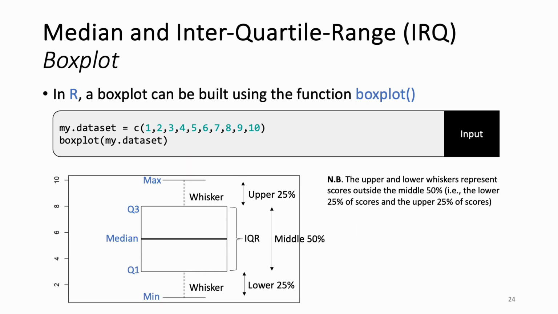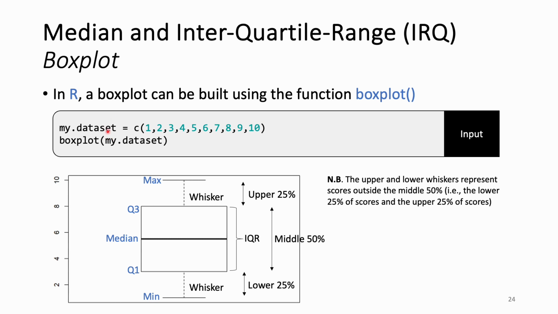To represent or visualize descriptive statistics that you have created in the previous steps, you can use different visualizations. For the median and the interquartile range, you can create a box plot. To create that in R, you can call a function called boxplot. In this example, we call the function boxplot and pass the input variable myDataset to that function, and as an output you will get these box plots.